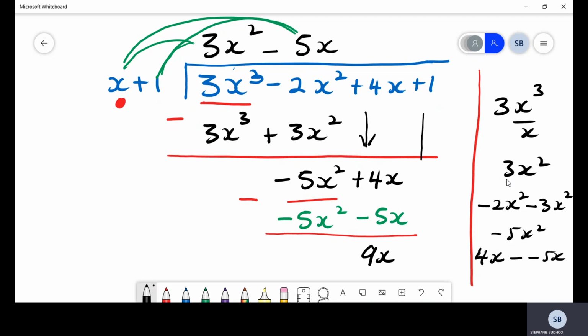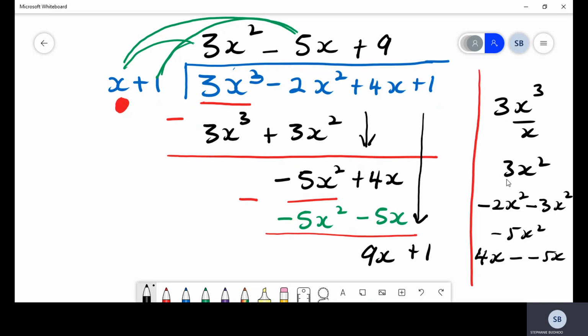Then you want to bring down what's left. And now we are finally going to divide our divisor, that x, into our 9x. So x into 9x gives us 9. So we will write that on top.